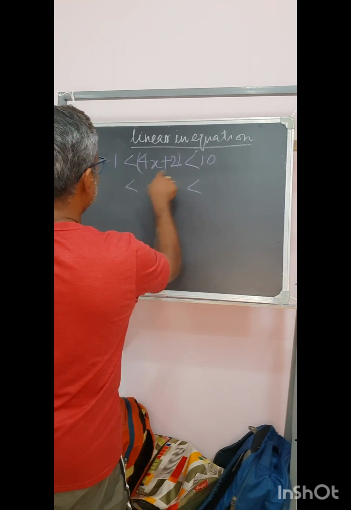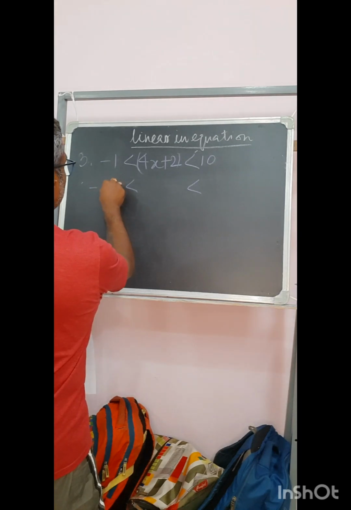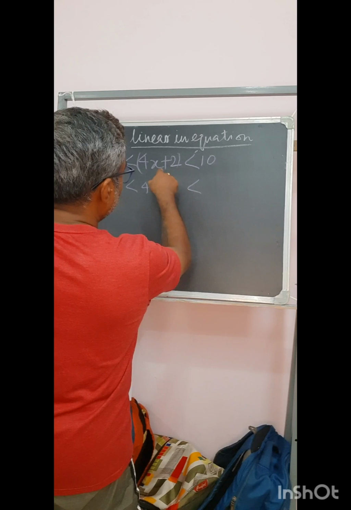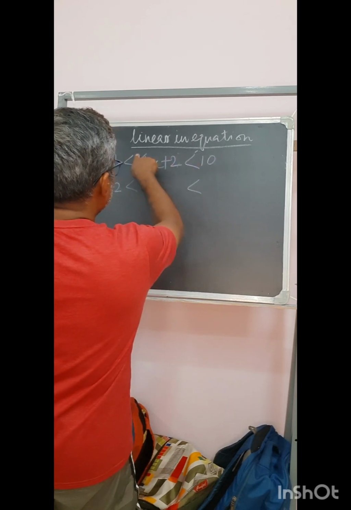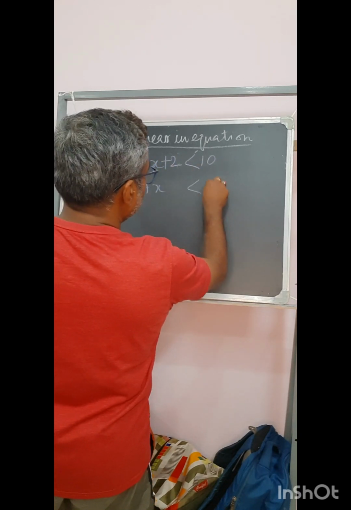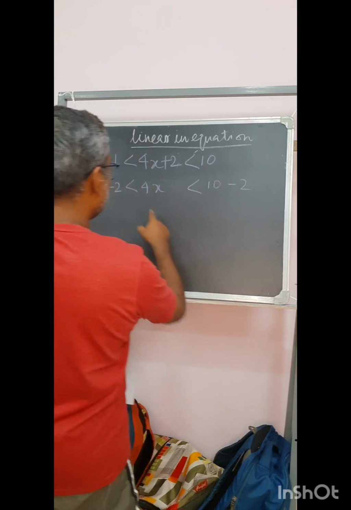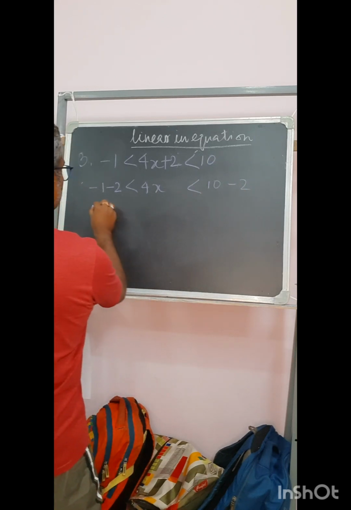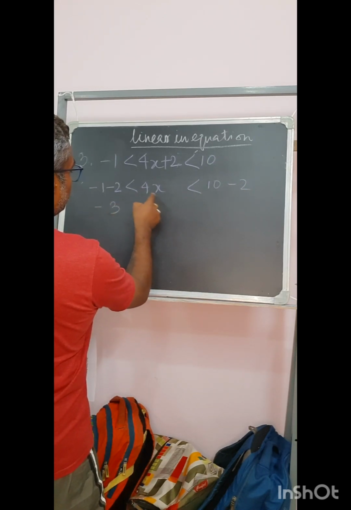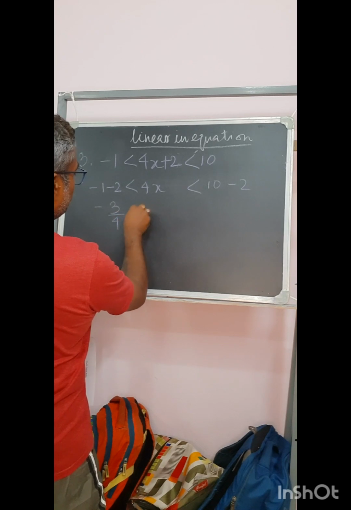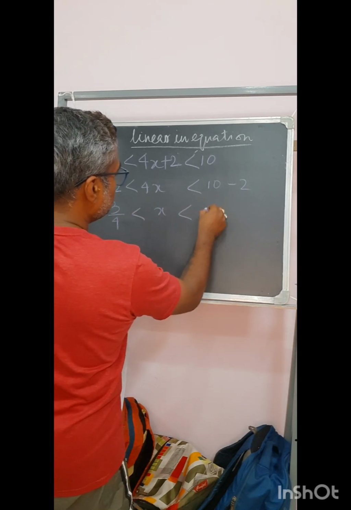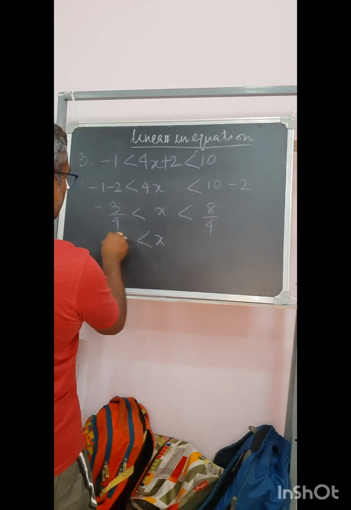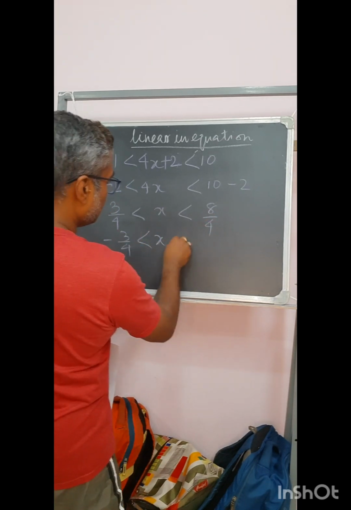So if it is plus 2, to eliminate that, I have to add minus 2 everywhere. Then it will be free of 2. Okay. So this will be 10 minus 2. All operations have to be of a similar kind, so then there will be no change in the condition. So minus 3. Now later I have to divide by 4. Then also nothing will change. 8 by 4. So ultimately x lies between minus 3 by 4 and less than 2.